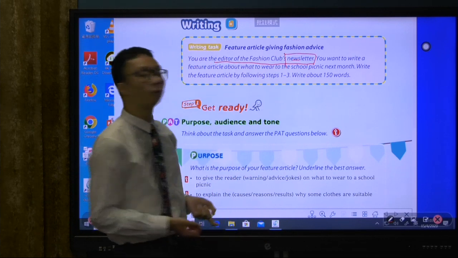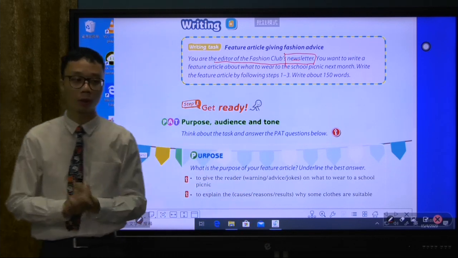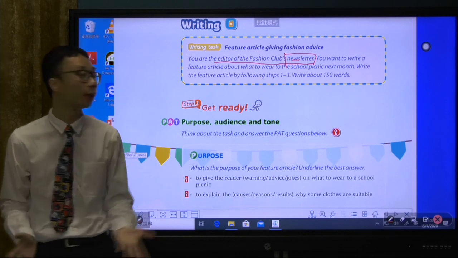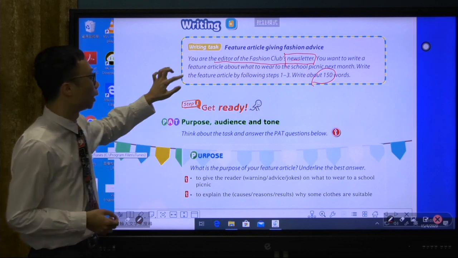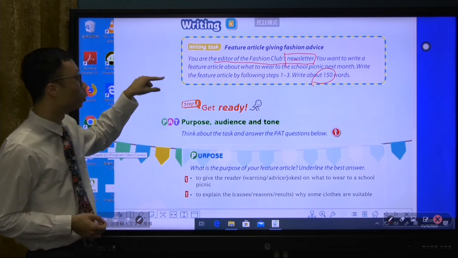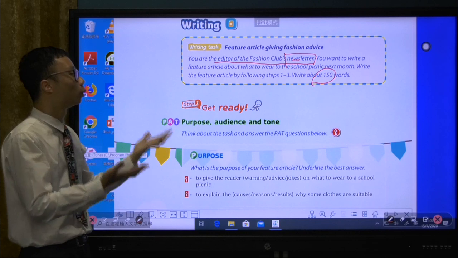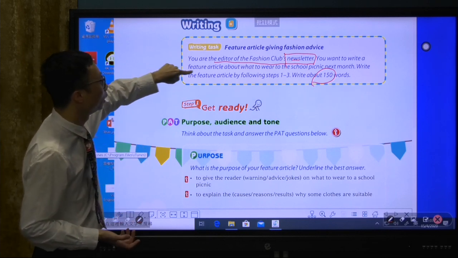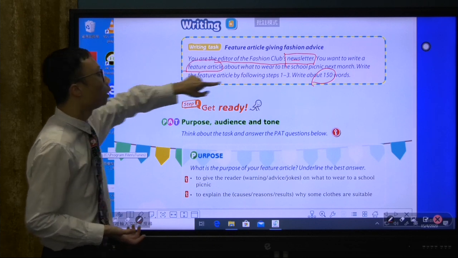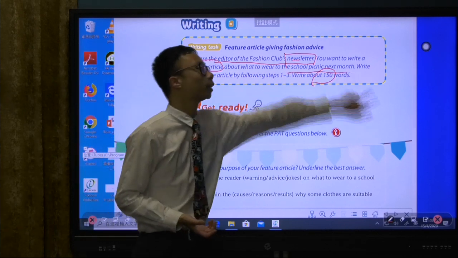And now, of course, you guys always want to know how many words am I supposed to write? And here you go, 150. And lastly, we should know what this is all about. What kind of article is this? It is a feature article about your school picnic next month.